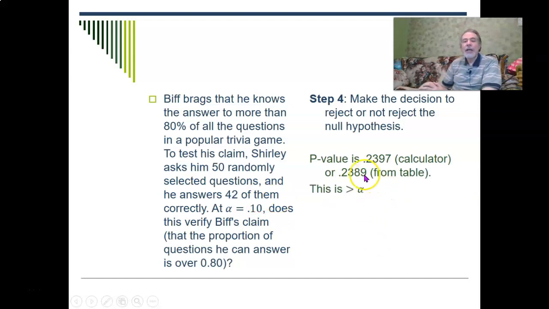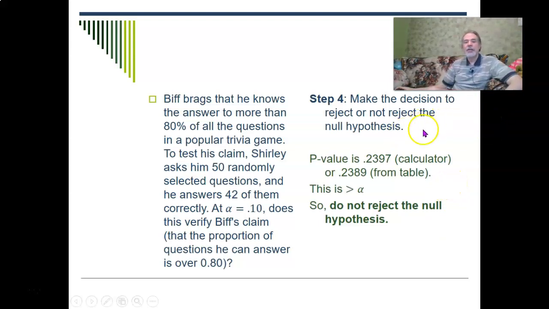Either way, the p-value is greater than the number we were using for alpha, the level of significance. So when that happens, when you have a big p-value that's bigger than alpha, you would say, do not reject the null hypothesis. So that's our conclusion in step 4. Do not reject the null hypothesis. That's because the p-value was greater than alpha.